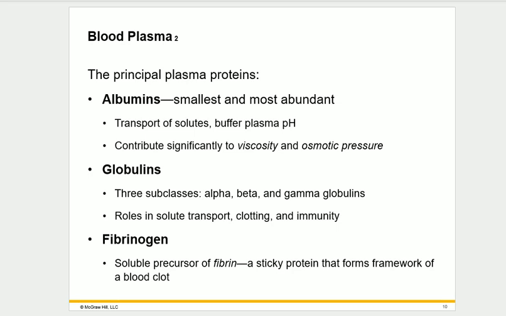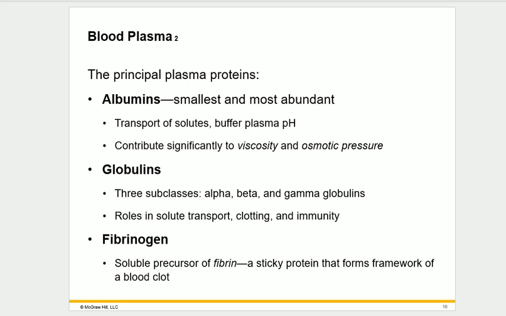Albumin serves to transport various solutes and buffer the pH of blood plasma, and it also makes a major contribution to physical properties of the blood, including the viscosity and osmotic pressure. So we will talk about that here in a little bit. And its effect on these two variables can significantly affect the blood volume, the pressure, the blood flow. So really important piece here.